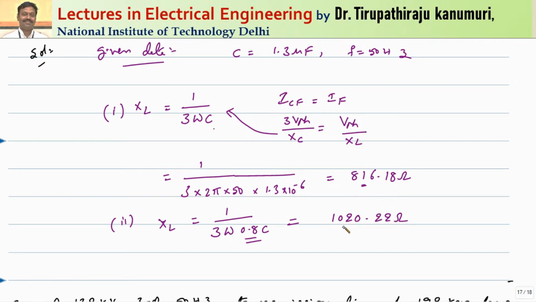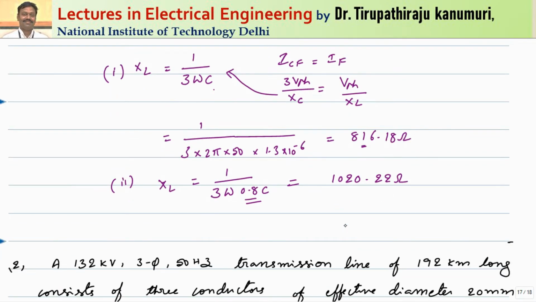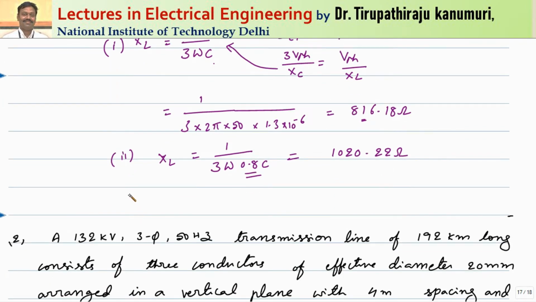You can see the amount of reactance is increasing as the length you have to protect is decreasing. Similarly, for the third case of 50%, it will become 1 by 3 omega C into 0.5 times C. If you calculate this, it will be equal to 1632.36 ohms.